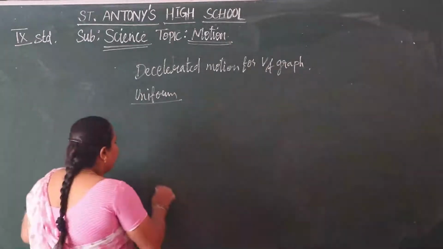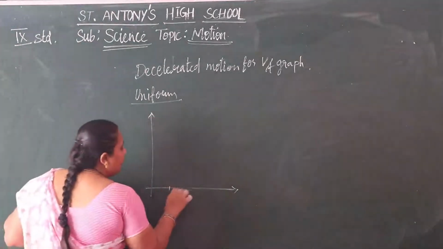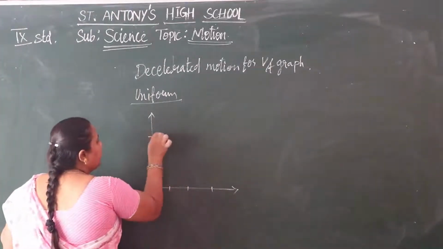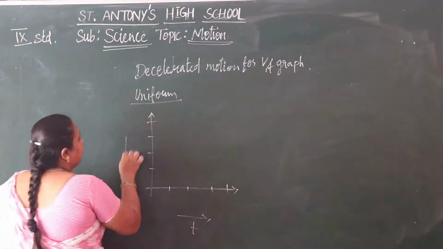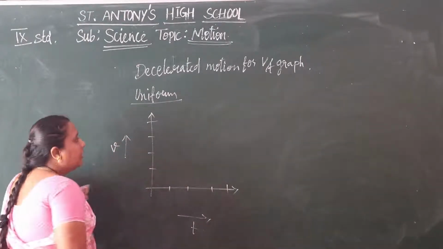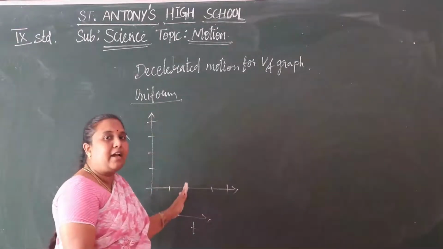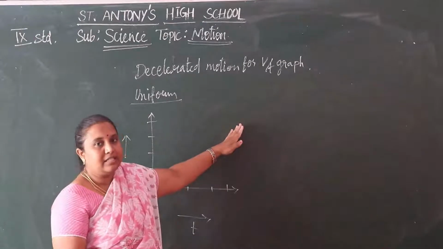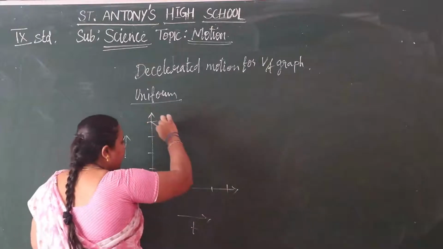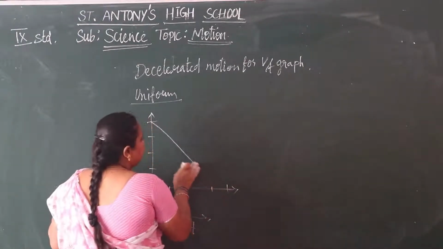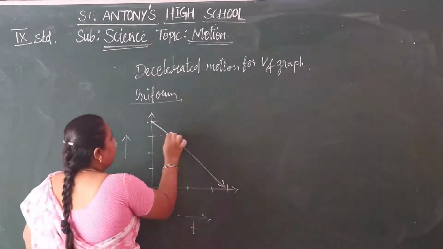So we can say it is the same as the x-axis and y-axis: equal intervals of time and equal intervals of displacement. Here this is time taken and here it is velocity. In accelerated motion we saw the graph increases in a curve, but here it decreases, like this. It decreases with time taken.